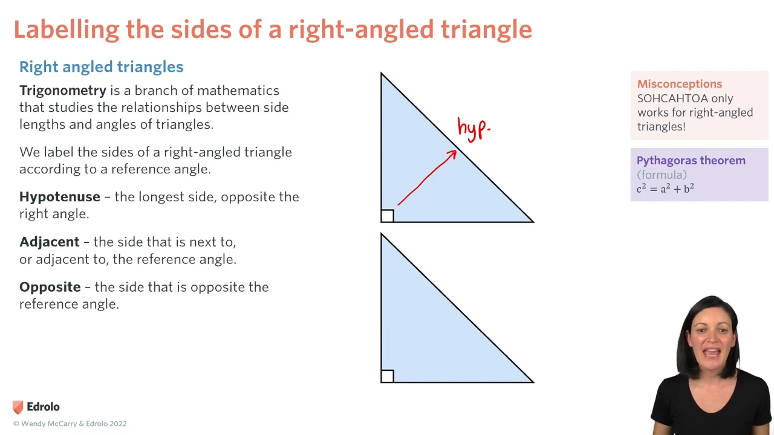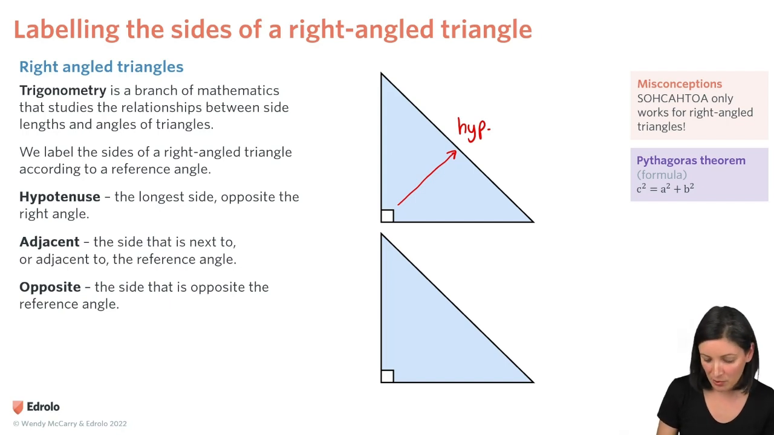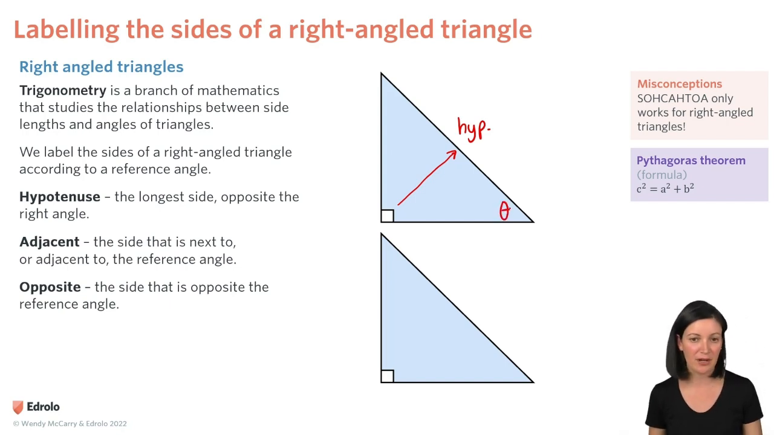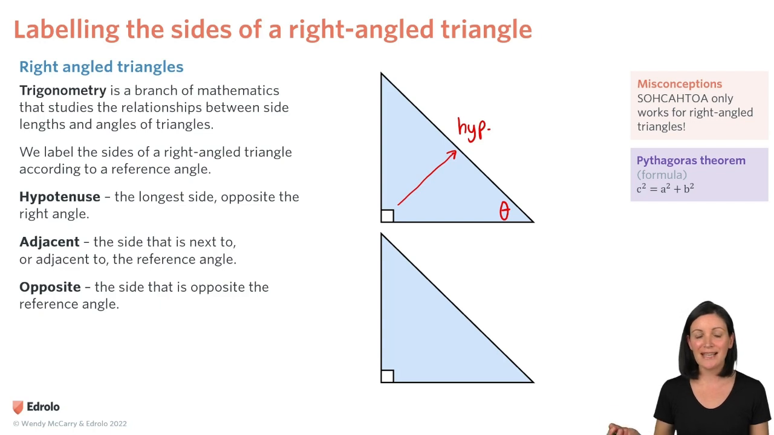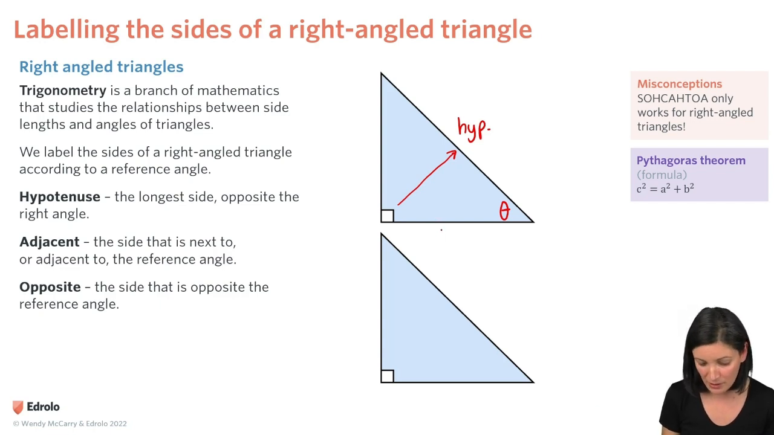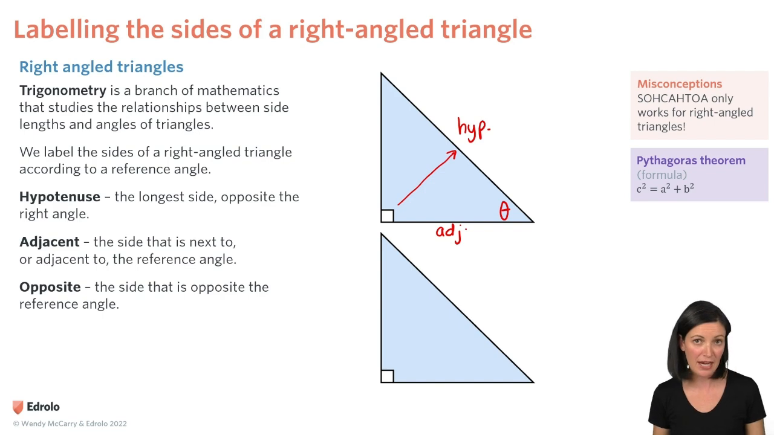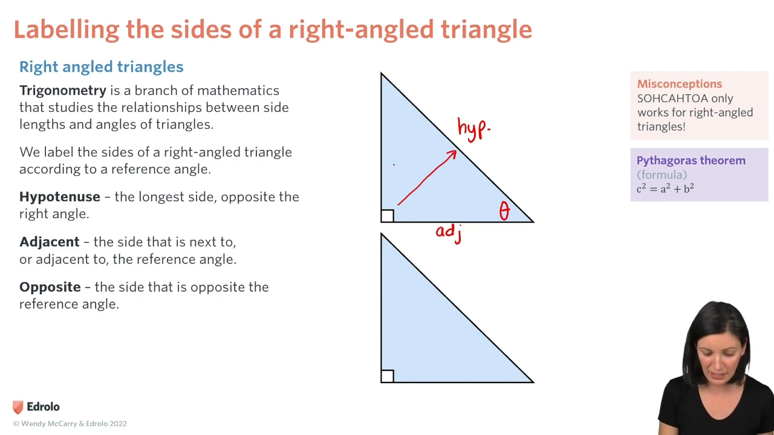So this is our hypotenuse, and I'm a bit lazy, so I'm just going to write HYP there for short. Now we have an adjacent side and an opposite side, and these two sides depend on what we call our reference angle, the angle we might be talking about in our question. For example, if this was our reference angle down here, and theta is the Greek symbol that we often use to represent an angle, then the side that is adjacent to that angle theta would be this one here. Adjacent just means beside. And then the side that is opposite to our reference angle would be this side up here.